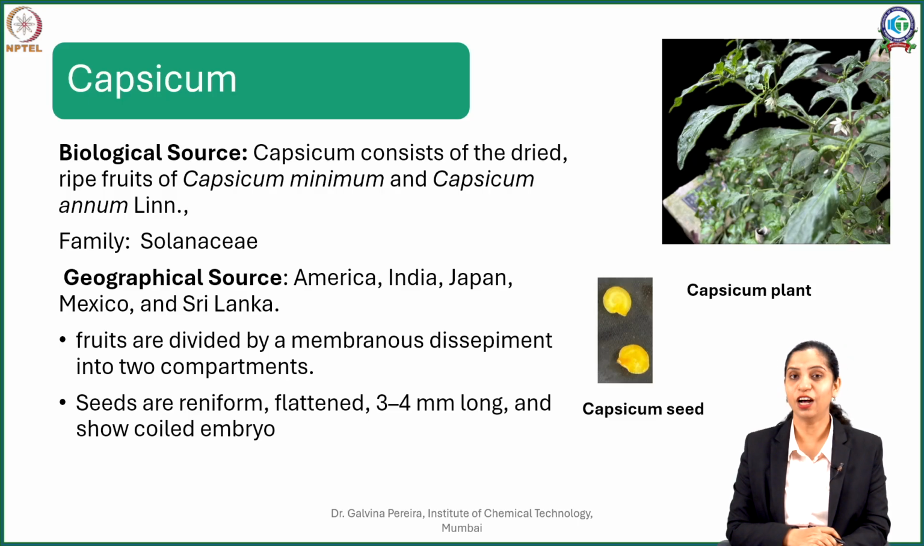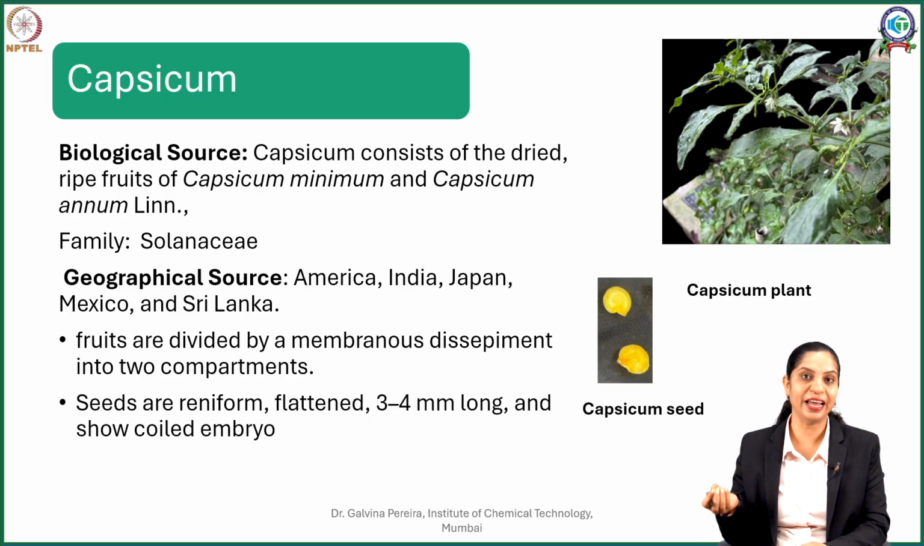Now chilies are grown throughout the world. They are loved by people for the tangy, spicy flavor that they impart. The level of spiciness varies geographically and depending upon the species of chilies. The most famous chilies come from regions such as America, India, Japan, Mexico, Sri Lanka, and to a certain extent China.